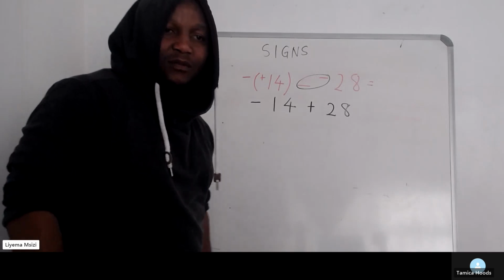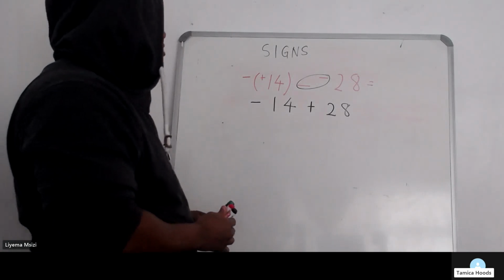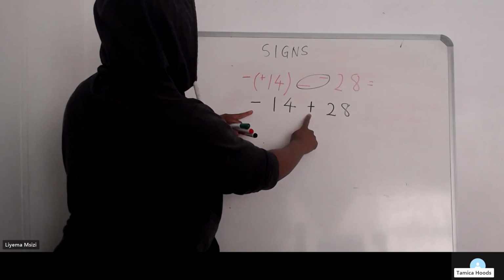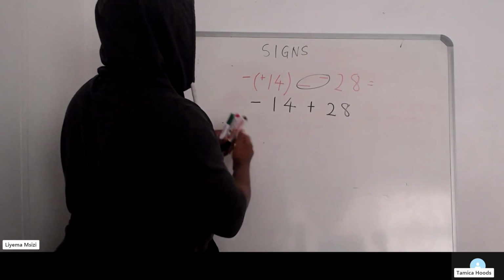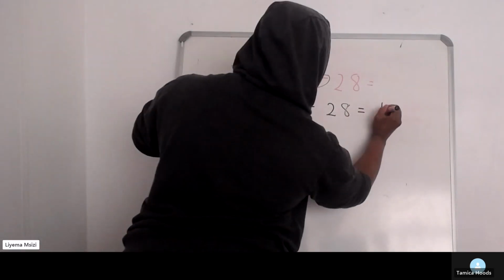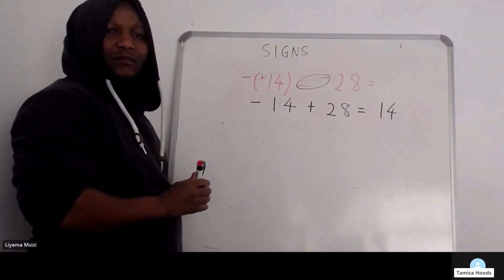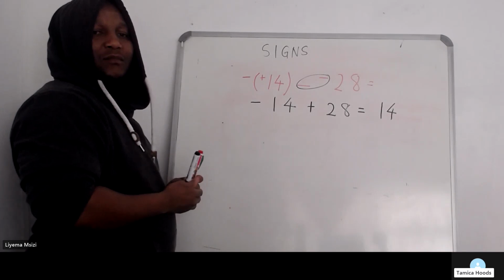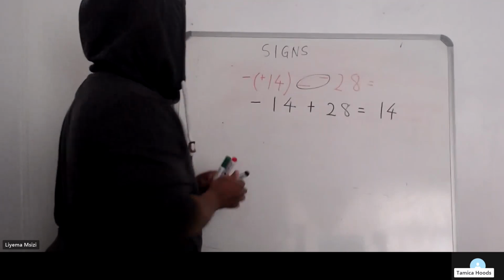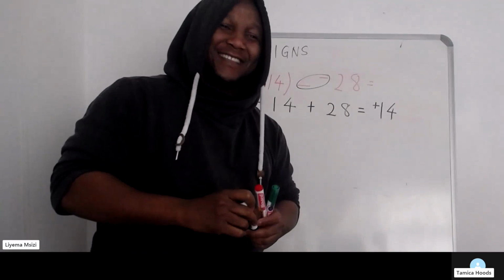Then what do I have to do? Then you look at the signs. A plus and a minus equals a negative. So then it's going to be 28 minus 14, which is going to give us 14. And then we look at the sign next to the biggest number on the left side, and that is a positive. So the answer stays a positive 14. Yes, positive 14. Is that hard? No, it's not hard at all.